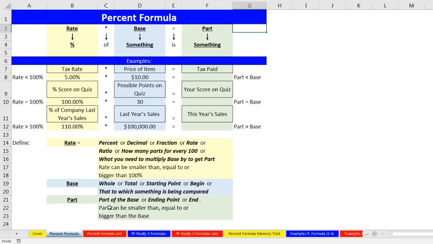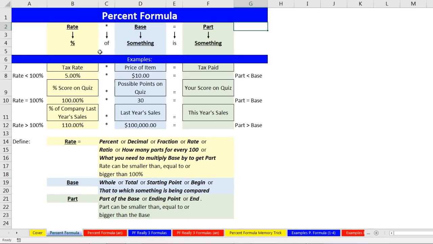Now the part, that's always going to be part of the base. Or when we talk about increase-decrease problems, it will be the ending point or the end. Now the rate can be smaller than, equal to, or bigger than 100%. That means we get the full range. It could be 5%, 100%, or 110%. Similarly, the part can be smaller than, equal to, or bigger than the base.